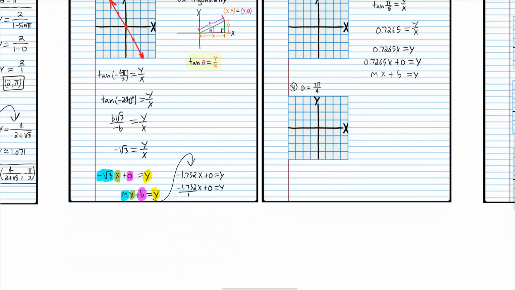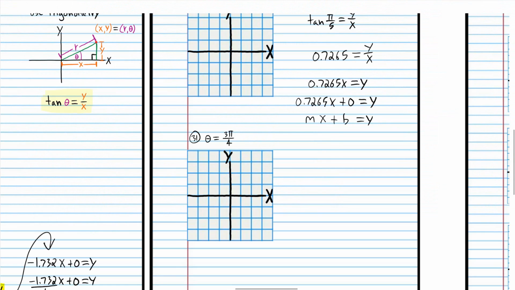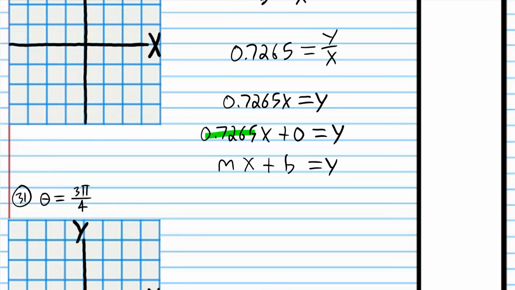So maybe we should use the same colors: blue, green, purple, yellow. So blue, green, purple, yellow. Obviously you don't have to use these colors. I'm just trying to make this clear what is going on here.